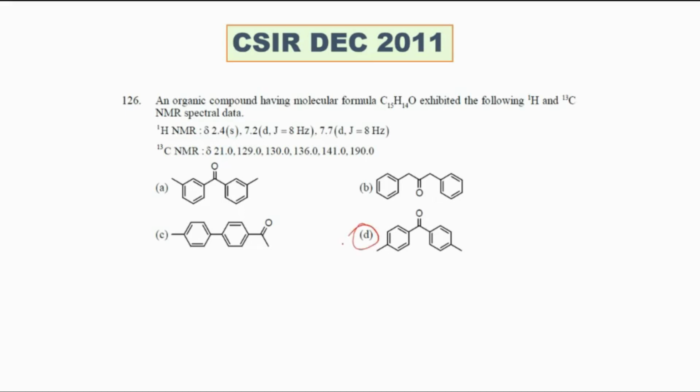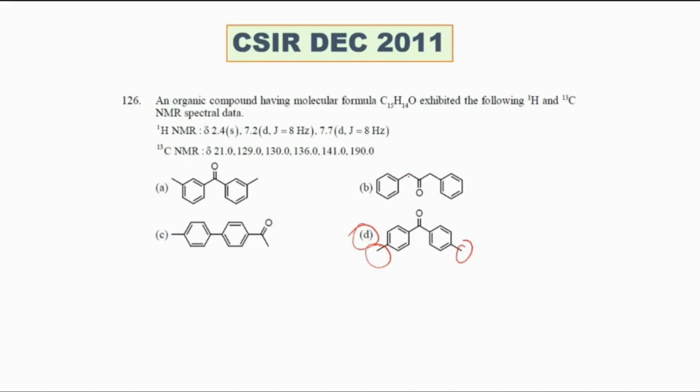Yes. So we have this 2.4. This will be 2.4, and you will be having the doublet and also para substitution. So you have 4 hydrogens at 7.2, so para substituted. In this option, you cannot have this. You can have a singlet, but you can think of it.